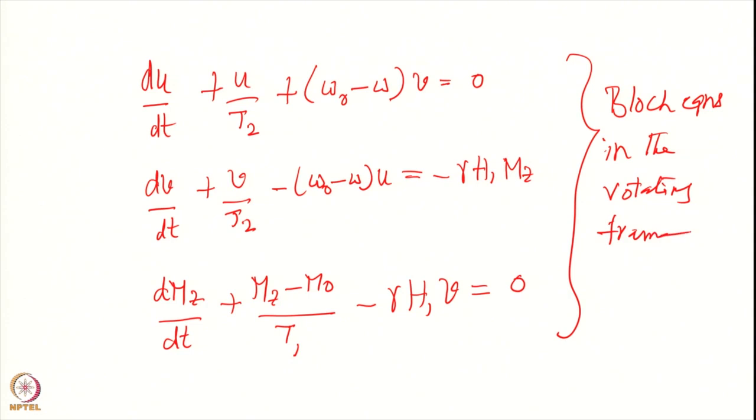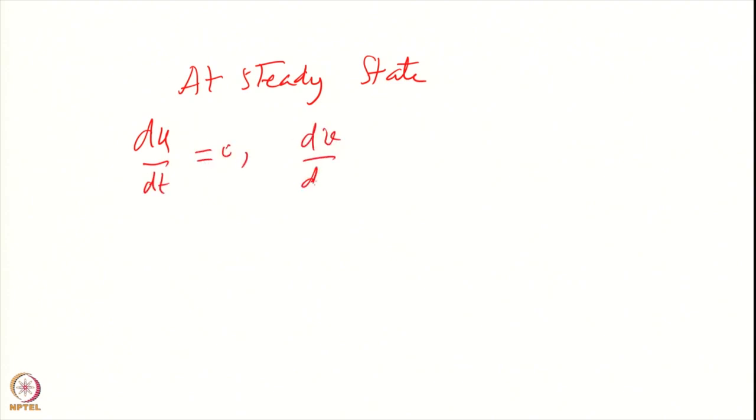Okay. So, now at steady state, what happens at steady state? As I said, we are going to measure the signal continuously. So therefore, at steady state, what will be the situation? All the time derivatives will be 0. At steady state, du/dt is equal to 0 and dV/dt is equal to 0.